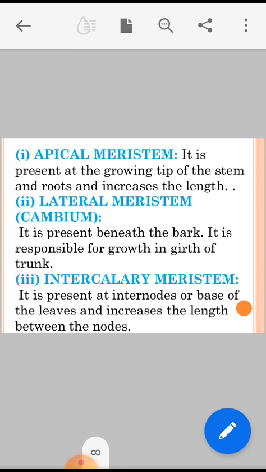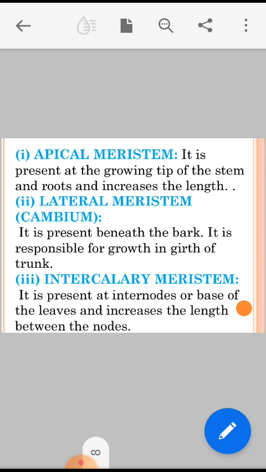The lateral part means the middle part, or it is also termed as the cambium. It is present beneath the bark. You know the bark of the tree or the plant. Now, what is it responsible for? It is responsible for growth in girth of the trunk. So the growth on the inside is done through the lateral meristem.